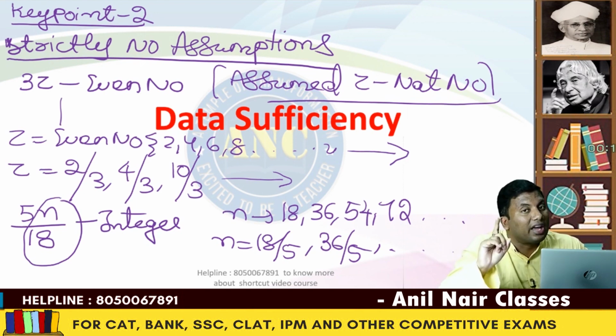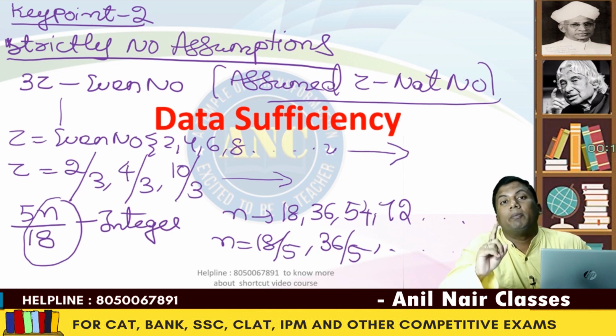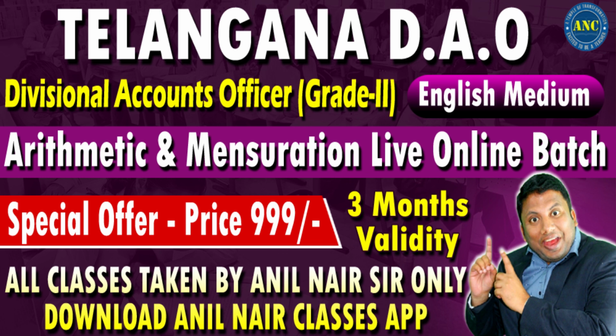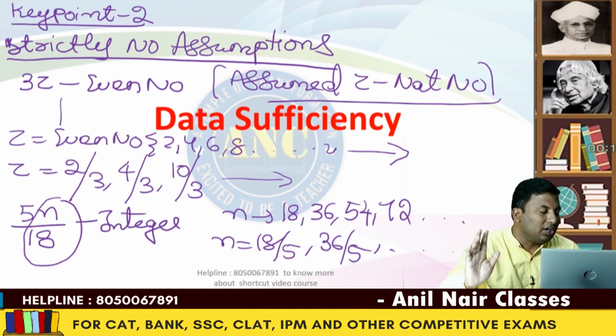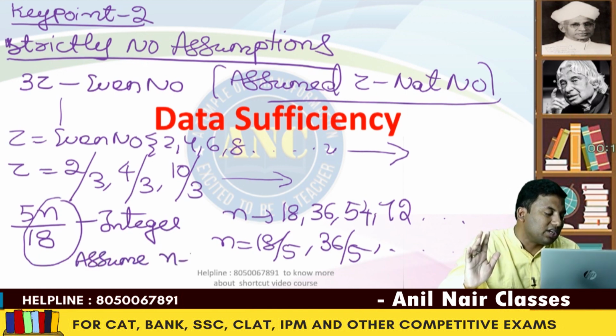Read the question carefully. Nothing is specified about n. If nothing is specified about n, n will become a real number. If n is a real number, n could be an integer or n could be a rational number. Here you assumed n as an integer, which is the mistake you did.